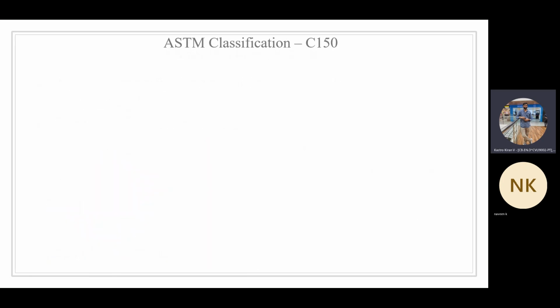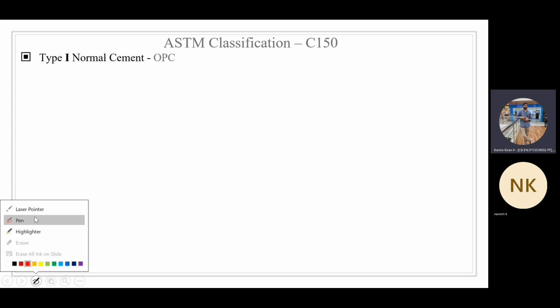If we talk about the ASTM classification of cement, we have different types of cements. The first is called type 1 cement. In ASTM, we don't have specific names for the cement; they call the cements type 1, type 2, type 3, and so on. Type 1 is basically a normal cement. If you correlate it with Indian standards, it is basically ordinary Portland cement. OPC represents ordinary Portland cement.